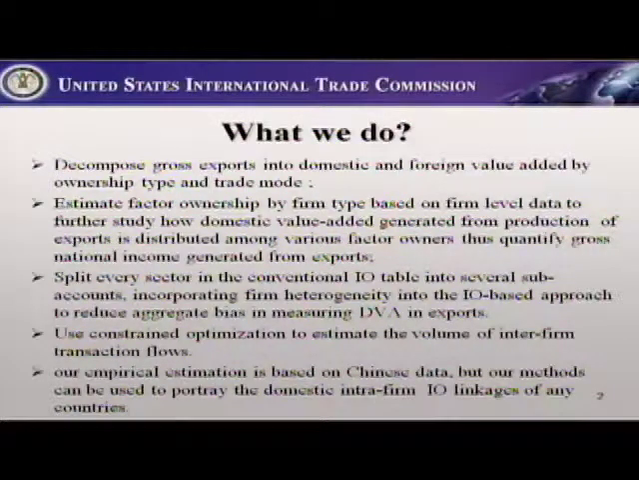In order to do so, we split every sector in the conventional input-output table into several sub-accounts, incorporating firm heterogeneity into the IO-based standard approach. The purpose is to reduce aggregation bias in measuring domestic value added in exports. Then we develop an estimation procedure, basically an optimization model, to estimate the volume of inter-firm transaction flow.